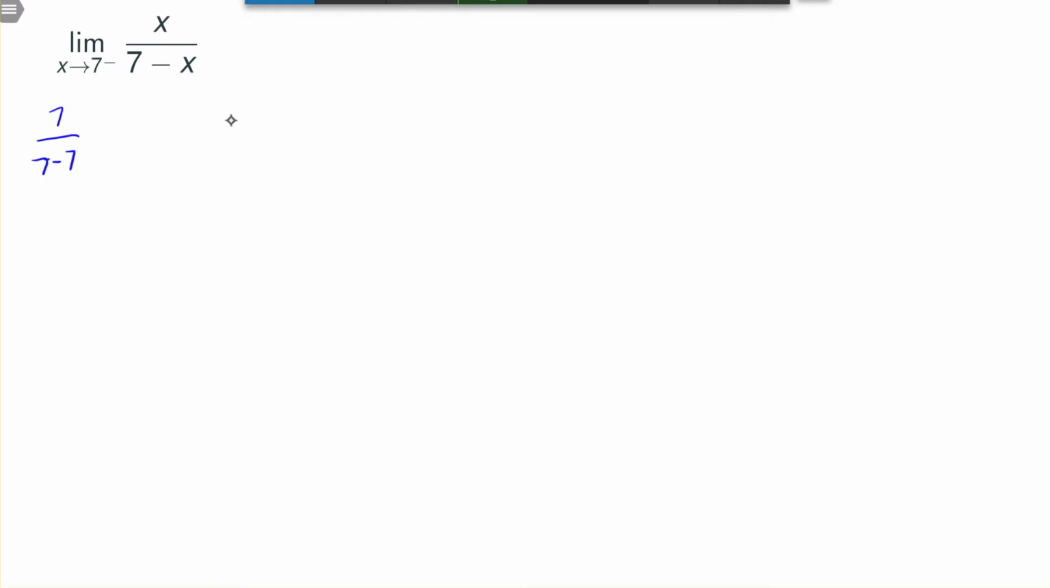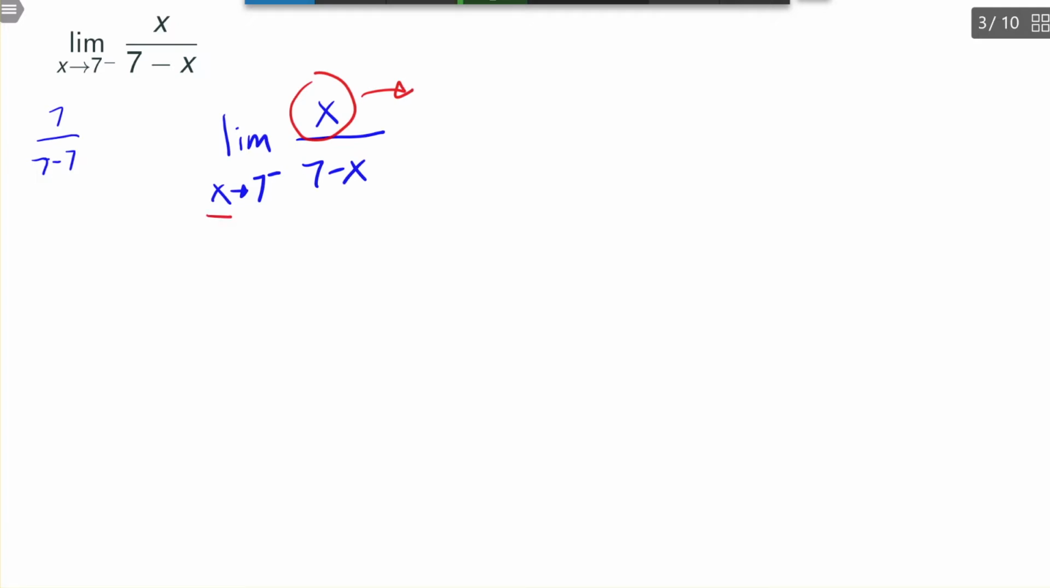So the way we look at this, let me write it here. 7 from the left side, negative sign is from the left side, x over 7 minus x. So in this case, we look at the numerator and denominator separately first. Where does the numerator approach? Well, it says it approaches 7 from the left side. So the numerator x just approaches 7.